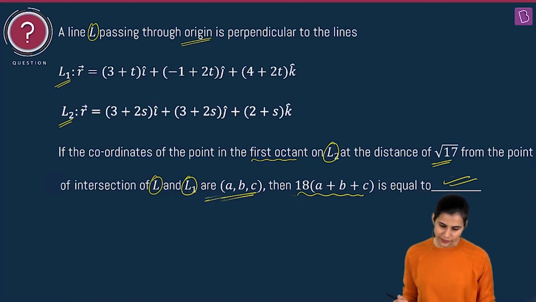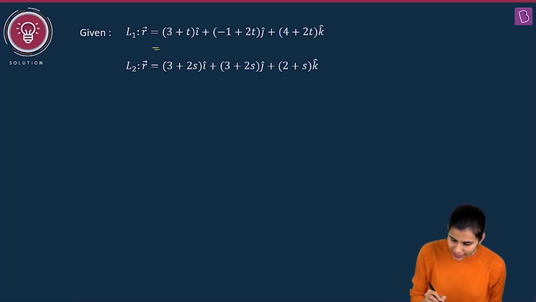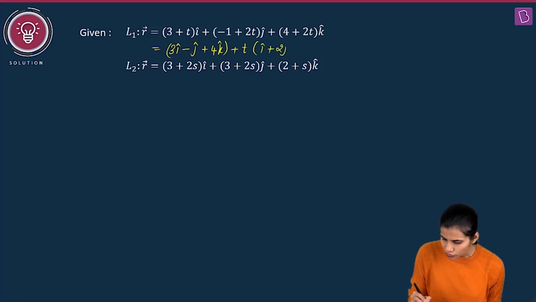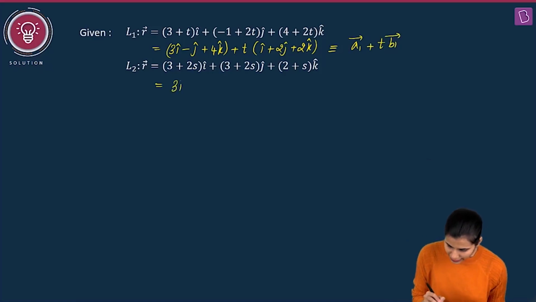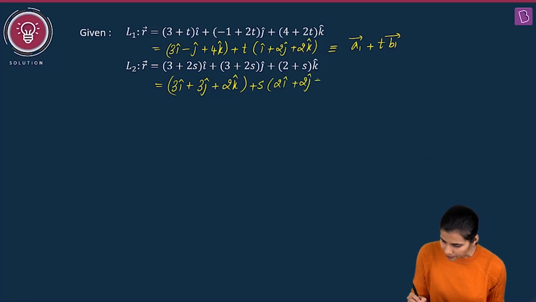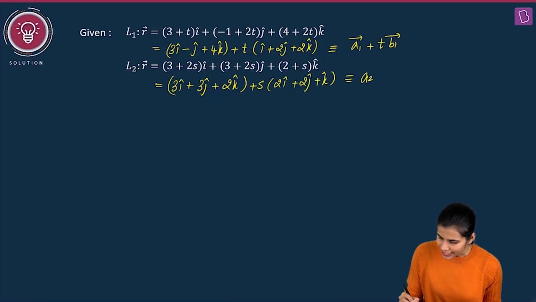So line 1 is given to me. If I write it properly, this is 3i cap minus j cap plus 4k cap plus t times (i cap plus 2j cap plus 2k cap). This looks like a1 vector plus t times b1 vector, isn't it? Similarly, line 2 also, if you write it properly, it will be 3i cap plus 3j cap plus 2k cap plus s times (2i cap plus 2j cap plus k cap). This again looks like a2 vector plus s times b2 vector. In here, t is a real parameter. In here, s is a real parameter.